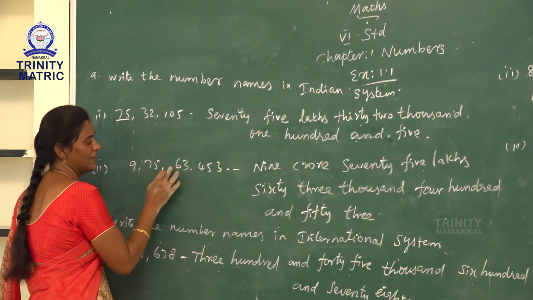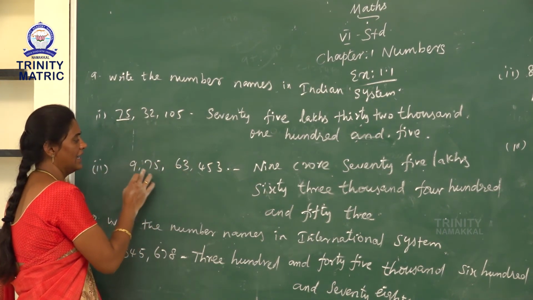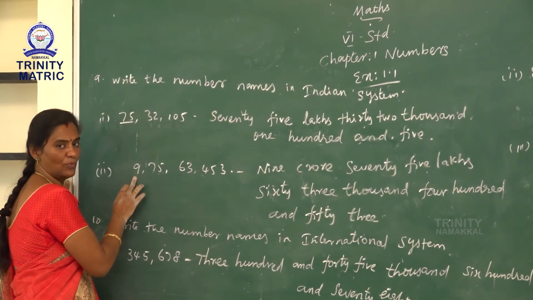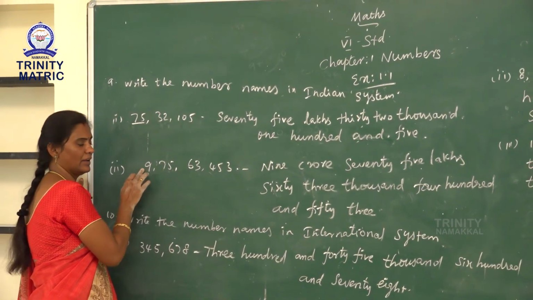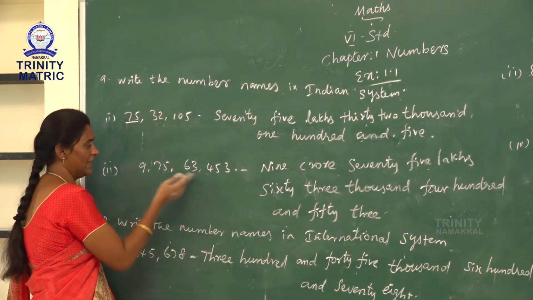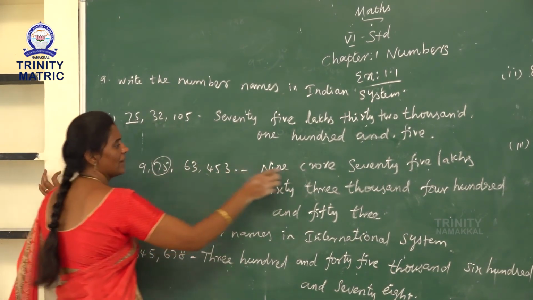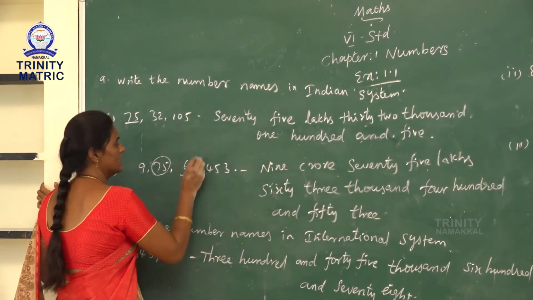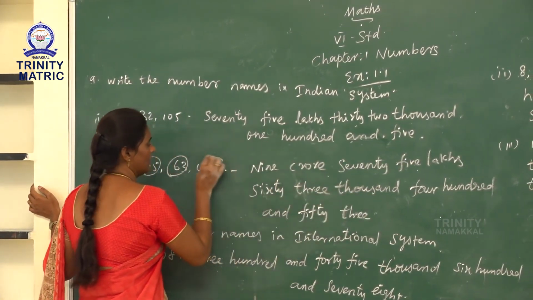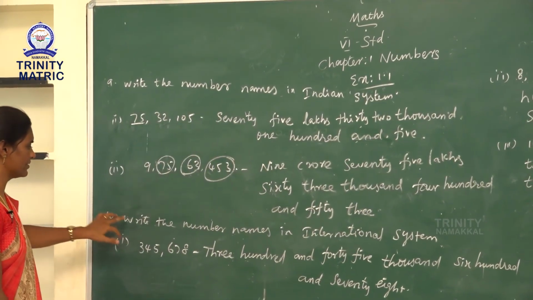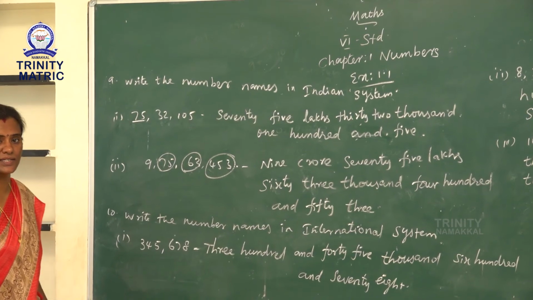The next sum: here is the units place. In the thousands place we have 63, in the lakhs place we have 75, and in the crore place we have 9. So the number name of this number is 9 crore 75 lakhs 63 thousand 453.